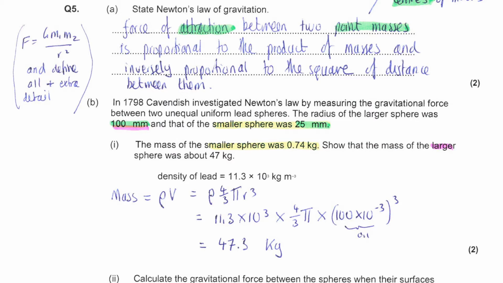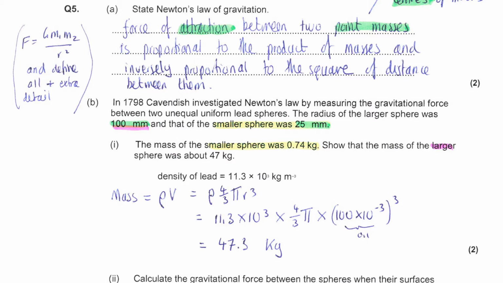This is the Gravitational and Electric Fields Homework Booklet question number 5. First you are asked to state Newton's law of gravitation. So you should say that the force of attraction between 2 point masses is proportional to the product of the masses and inversely proportional to the square of the distance between them. The equation on the data sheet could help you to put these words together.